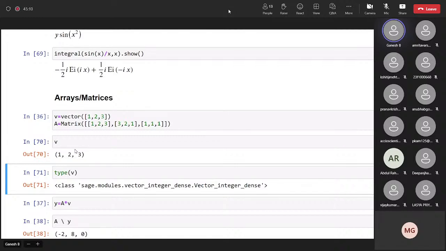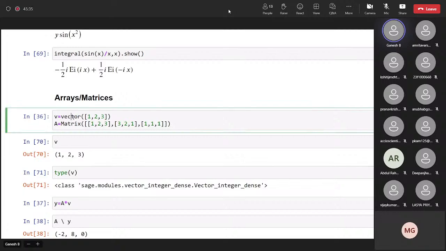And if you try to operate matrices and vectors on the tuple, it will not work. You will have to pass it as a vector. So if you just simply pass V as open parenthesis 1, 2, 3 close parenthesis, it will not recognize it as a vector and it will not do calculations with it. For Sage to understand that it's a vector, you need to specifically mention that it's a vector using this function.